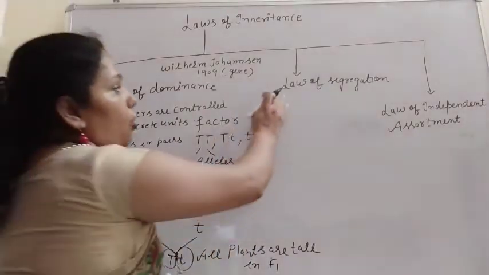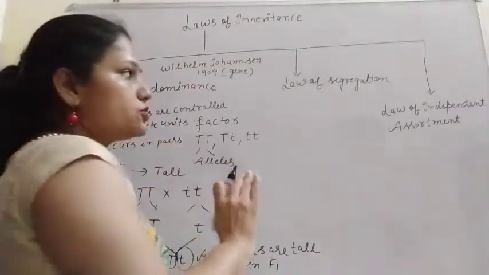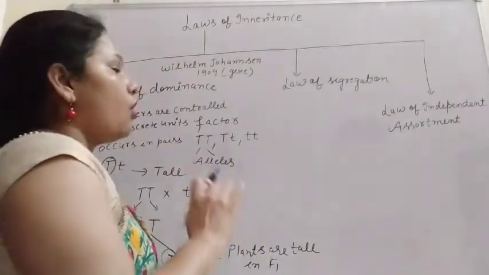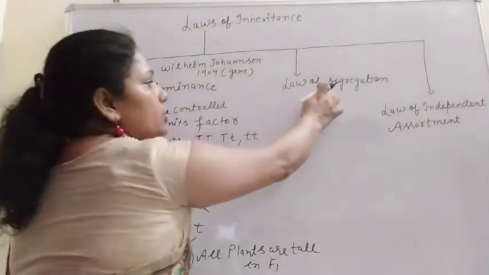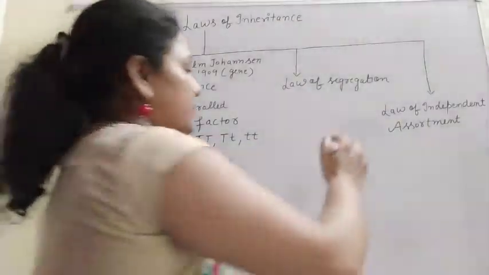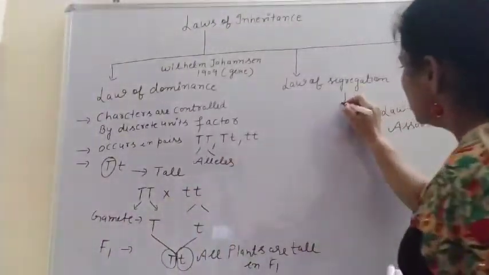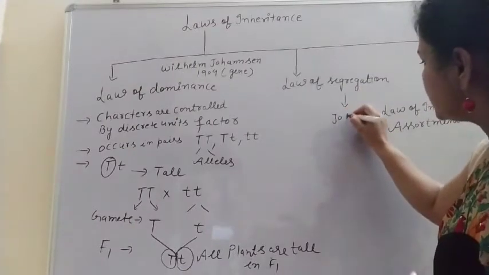After that, the law of segregation. It is known as the second law of Mendel. And what is the meaning of segregation? Segregation means to separate.